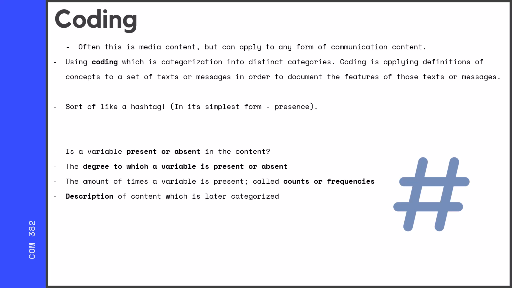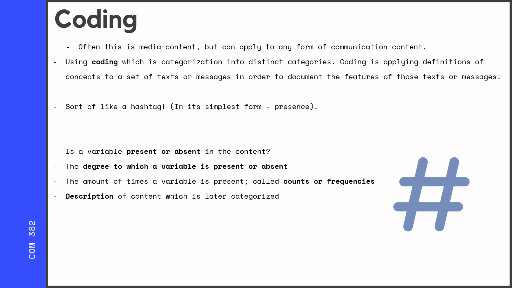First, just like a hashtag, is the variable present or absent in the content? Is there hashtag body image or not? But you can also code the degree to which a variable is present or absent. So for example, if you're thinking about discussion of going to a school dance, is it a lot in an article or is it just a little bit? And you have to agree with everybody else that's coding what it means to have a lot or a little.